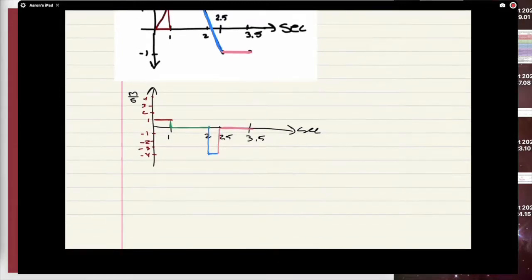Which mathematically I can think of, if I write this over to the side, given position, if I want velocity, the way I go from position to velocity is by taking a derivative. So think of this just as going from position to velocity, you take the derivative. The derivative of position equals velocity.